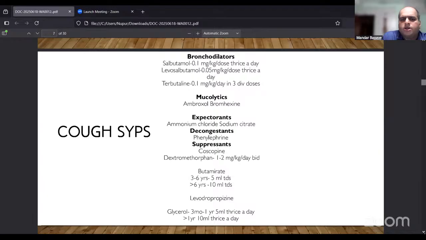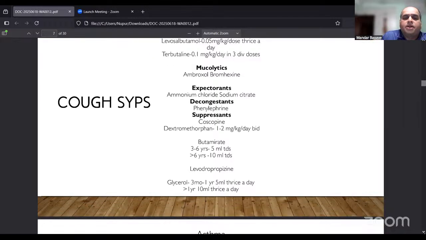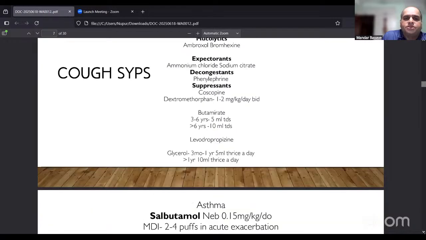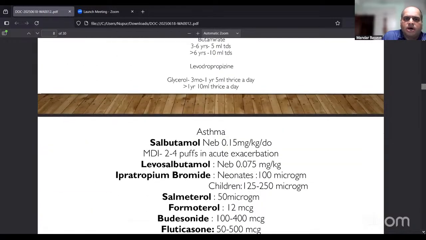glycerol. The dose between 3 months to 1 year is 5 ml 3 times in a day, and more than 1 year is 10 ml 3 times in a day. Now, the practical use of these medications is yet to be seen, we are just still starting.